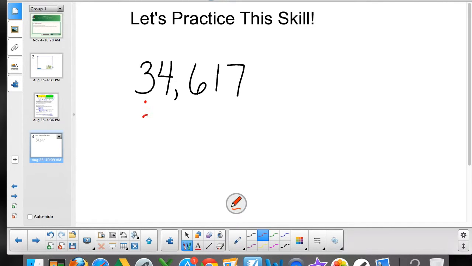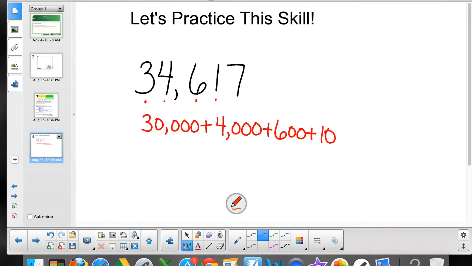So we would start by writing it as 30,000, plus, now we're looking at the 4. The 4's in the 1,000s place. So we're going to write it as 4,000, plus, now we're looking at the 6. The 6 is in the hundreds place. So we're going to write it as 600. Looking at the 1, which is in the tens place, 10. And the 7, 7 ones.